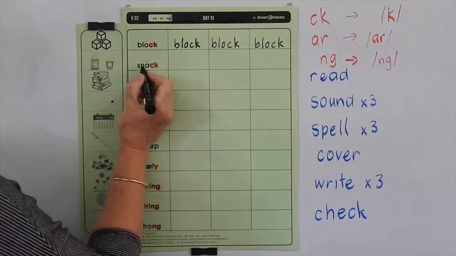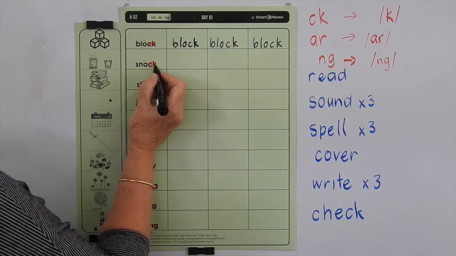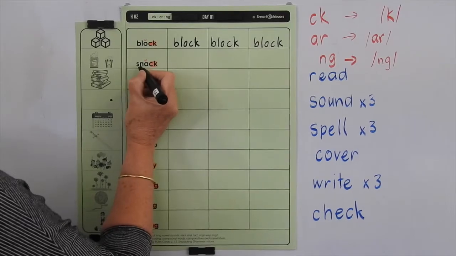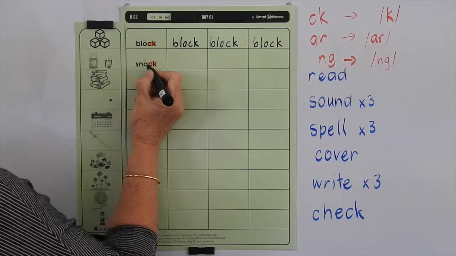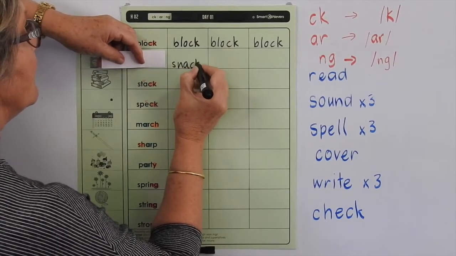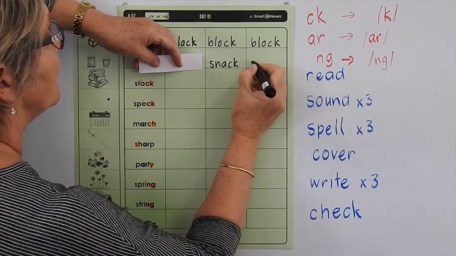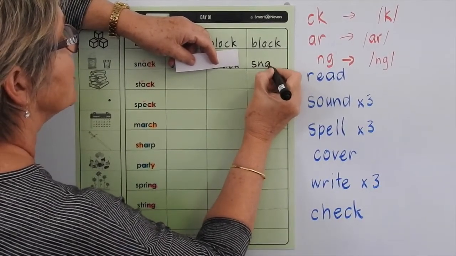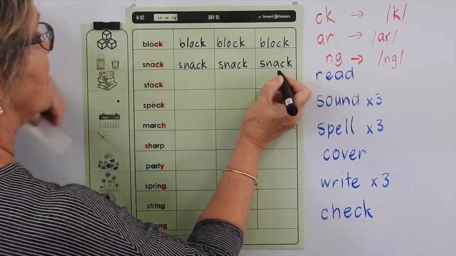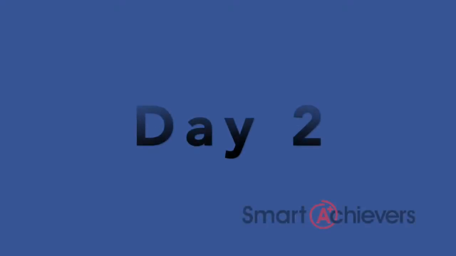So snack, S-N-A-C-K, S-N-A-C-K. Cover it and write it and check it as you go to make sure that you've spelt it correctly each time. If you make a mistake, rub it out and try it again. Okay, you can finish the rest of those on your own.